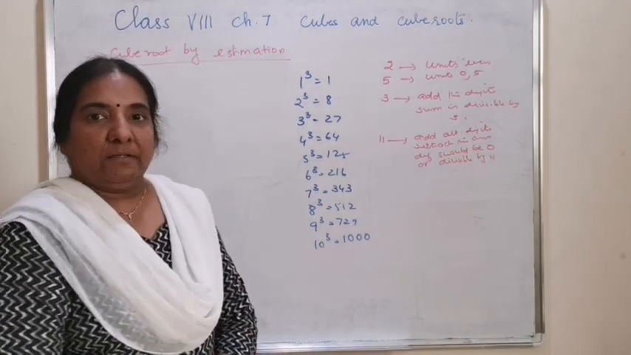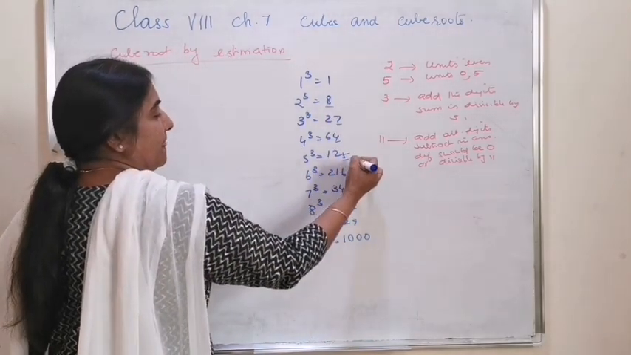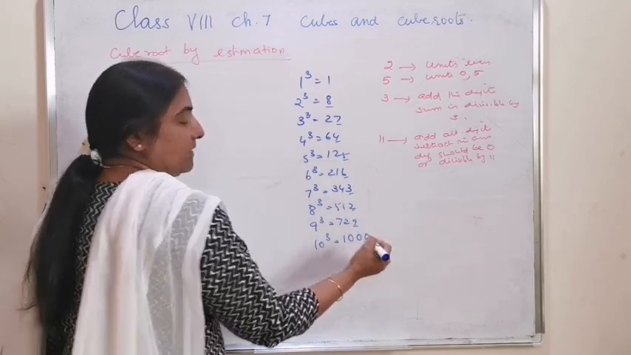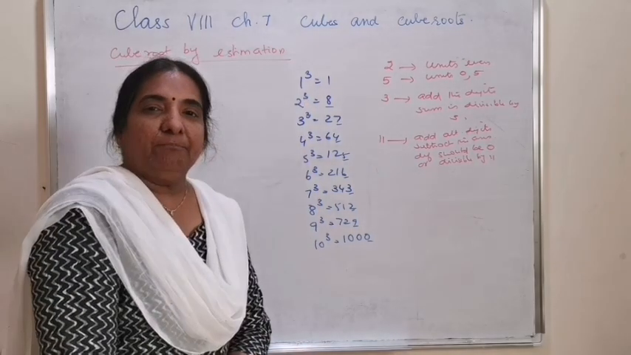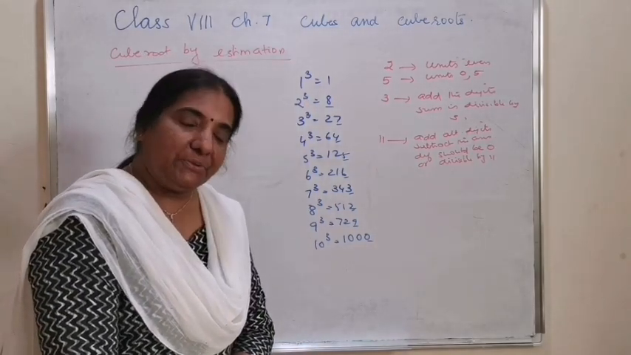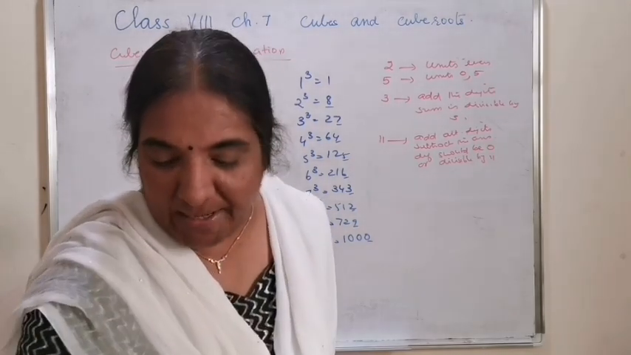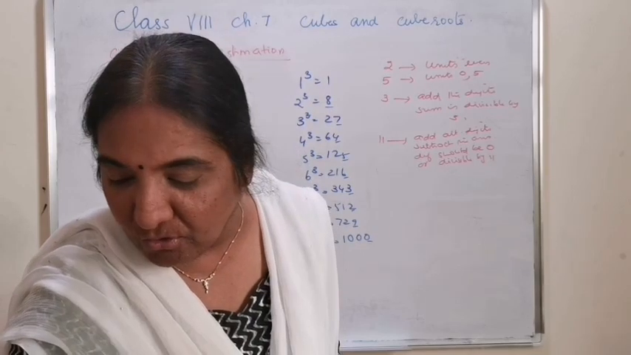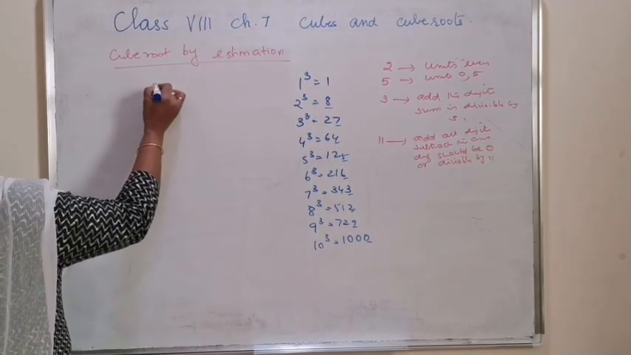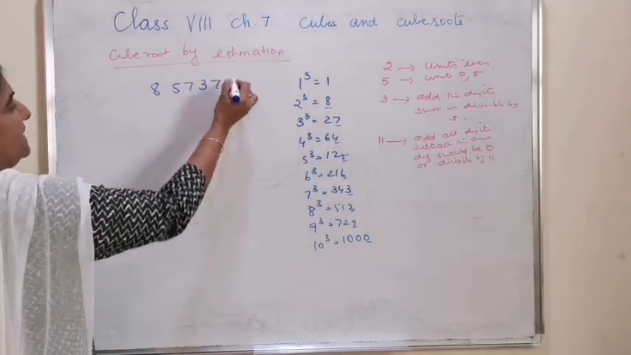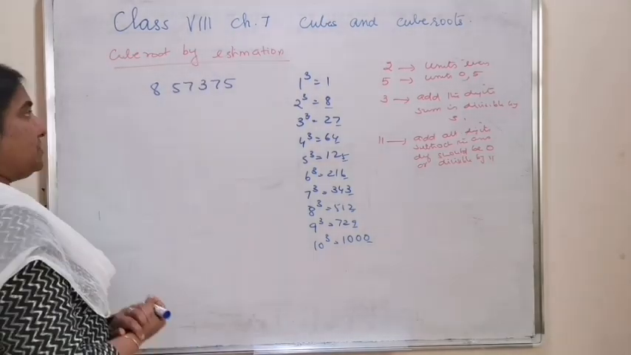1000. So it is based on looking into the units place and the number between the other places. Mainly this method is depending on looking into the units place of the cube number. Find the cube root by estimation method of 857,375. It's only by an estimation method. They are asking you to check.